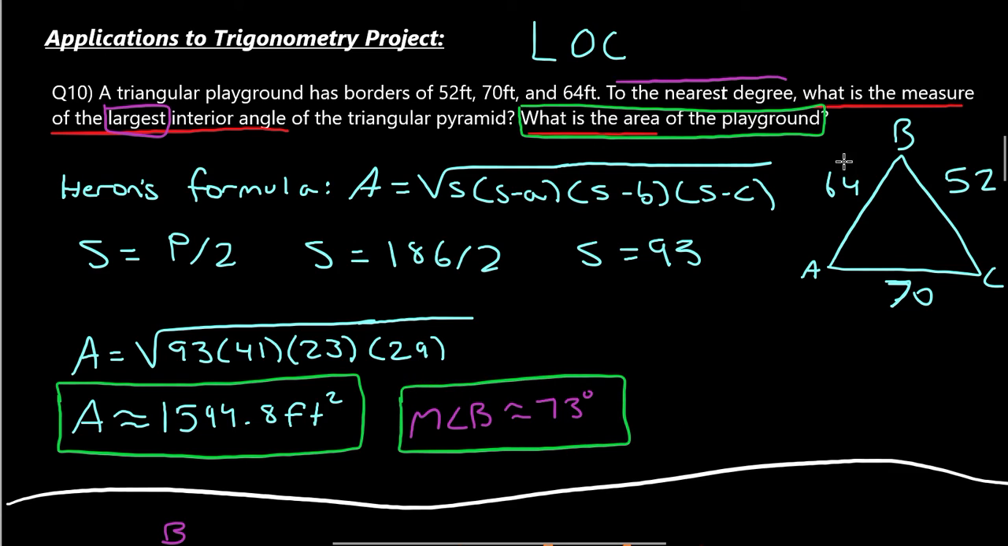And well, that's it. That's how you use Heron's formula, and that's how you use the law of cosines in order to solve a two-step word problem.